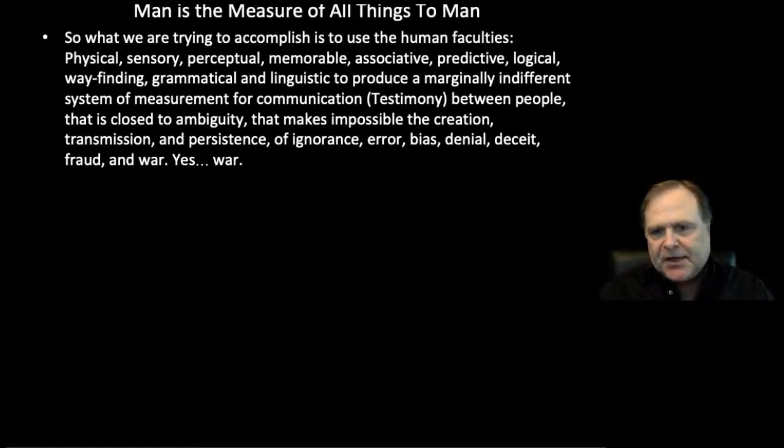But the point is, marginal indifference means that you and I can do what's called an intersubjective test, which is we can both test something and come to agreement that it's marginally indifferent. In other words, it's sufficiently unambiguous for what it is we're trying to accomplish. You heard that? Sufficiently unambiguous? That's a statement of supply and demand. So, did I say this? Yes. So we're trying to do that because we want to make it difficult or impossible for people to engage in, transmit, create, distribute, or amplify ignorance, error, bias, deceit, fraud, war, and yes, war.